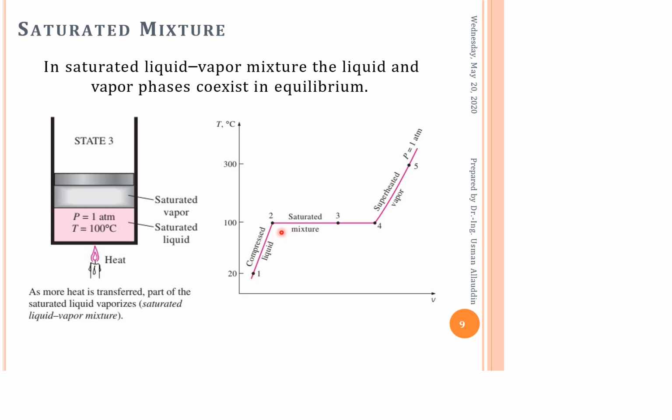Saturated mixture starts from 2 and ends at 4. Throughout this line this is saturated mixture, in which we will see how our liquid starts to vaporize and ends up completely vaporized. So here we have fully liquid, and at point 4 we have the completely vaporized form, and in between we have a mixture of liquid and vapors.